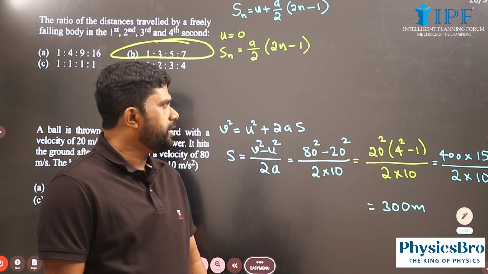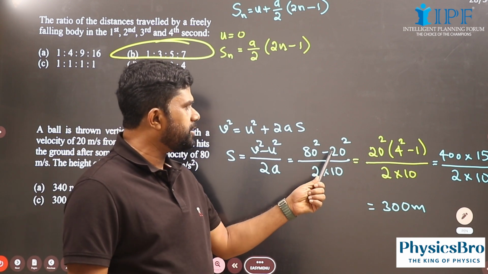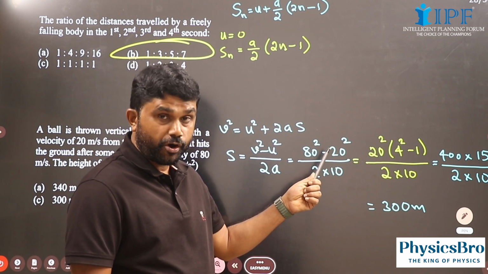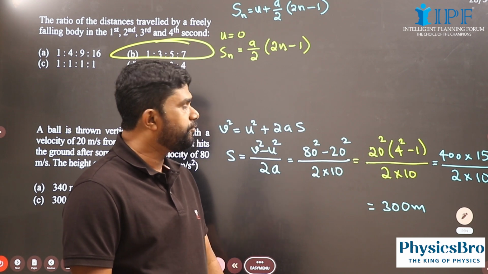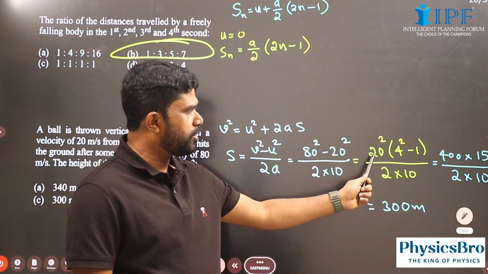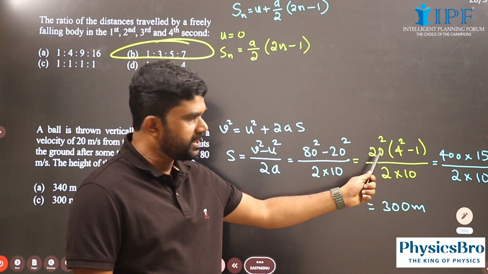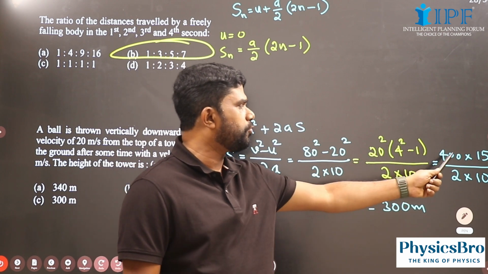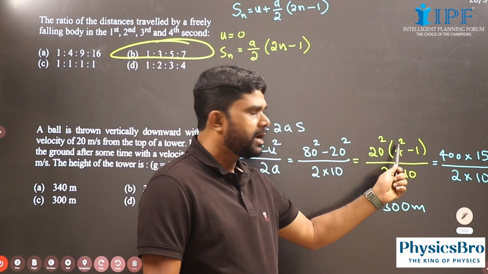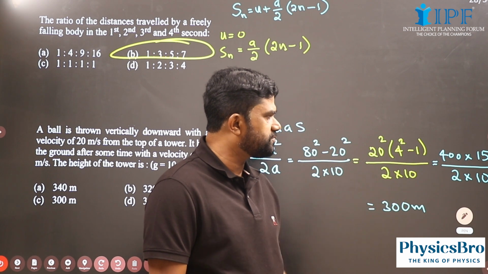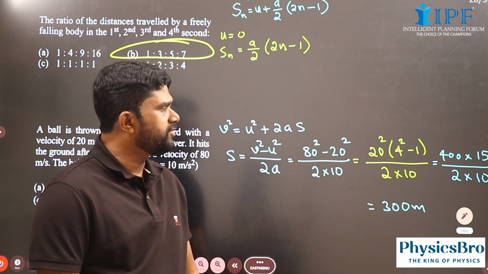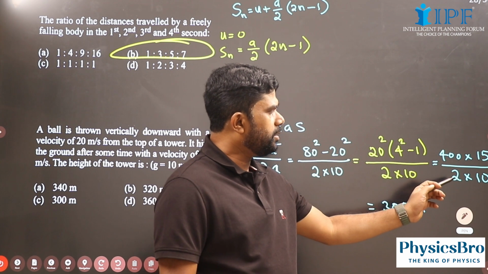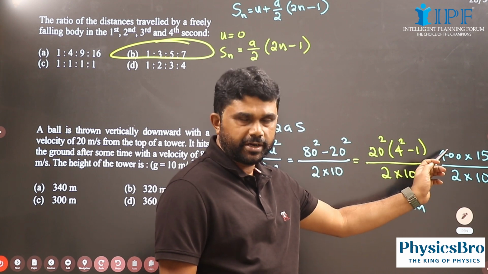Now see here 80 square and 20 square. 20 square is common, that we can take out. See what will remain here? 4. So 20 square common factor I have taken outside, then 4 square minus 1. So 400, that is 20 square, and 16 minus 1, that is 15, divided by 2 into 10. So this 2 into 10, that is 20, and 400 we can cancel.